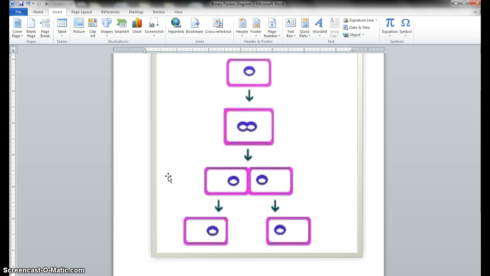Also, we have to keep in mind that when conditions are less favorable, it doesn't happen as fast. This process of binary fission doesn't happen as fast. It could be maybe they reproduce once every hour.